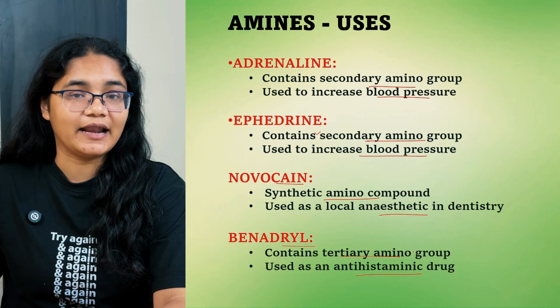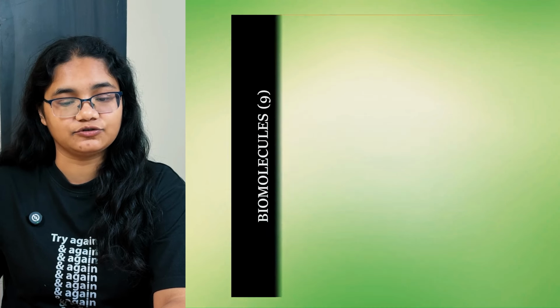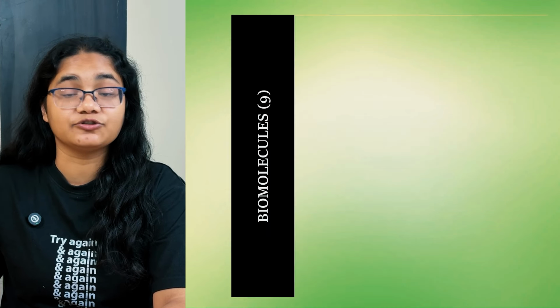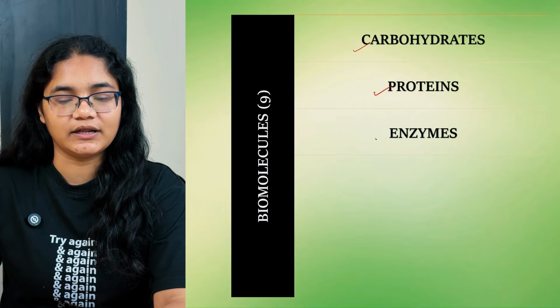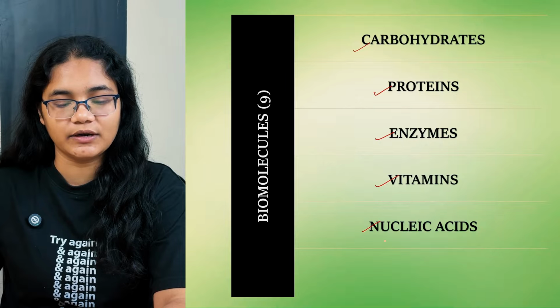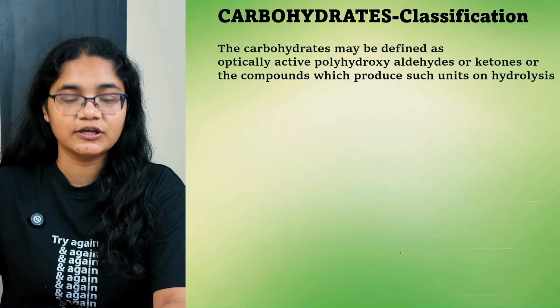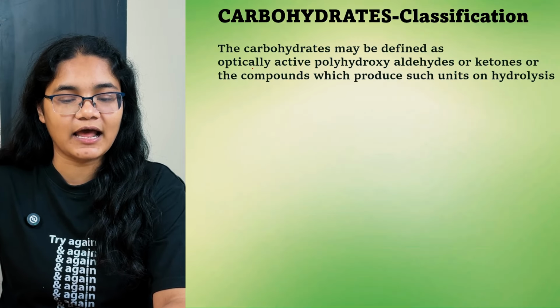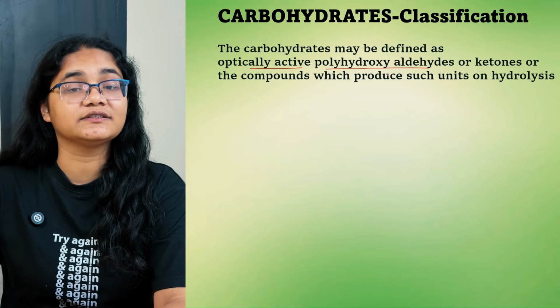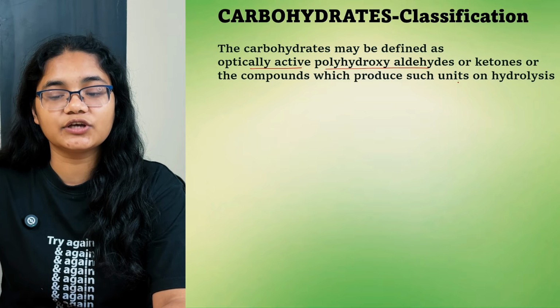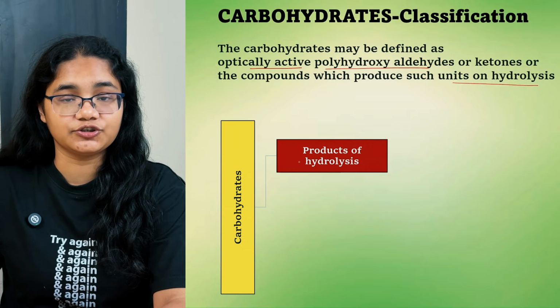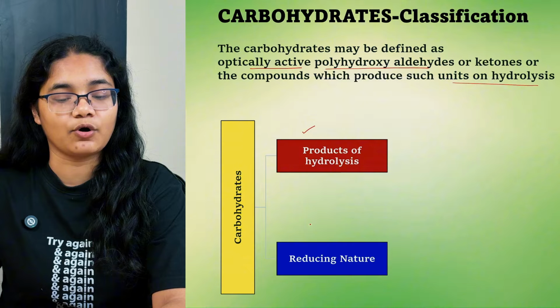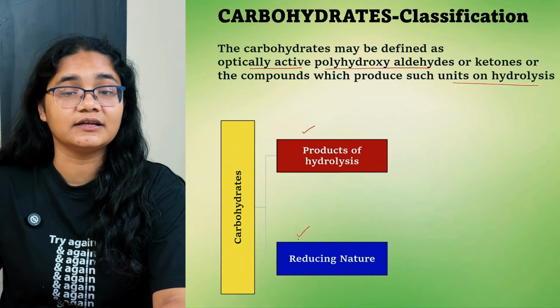Now let's move to the last chapter of our organic chemistry, that is biomolecules, which has a weightage of 9 marks. Okay, so here first we will study about carbohydrates, then proteins, then enzymes, vitamins, nucleic acids, and lastly about hormones. So carbohydrates are defined as optically active polyhydroxy aldehydes or ketones, or compounds which can produce such units on hydrolysis. So if I talk about the classification of carbohydrates, the first category is the product of hydrolysis and the second one is the reducing nature.